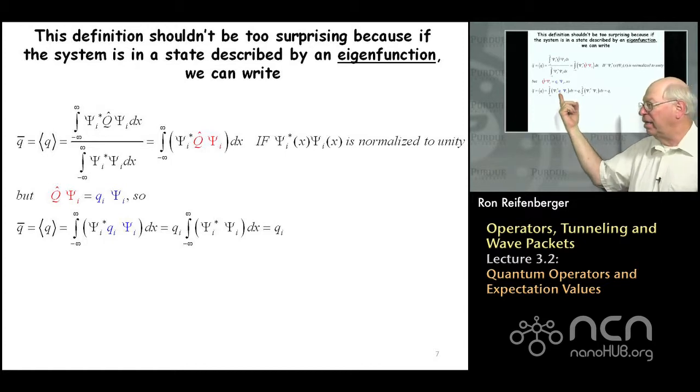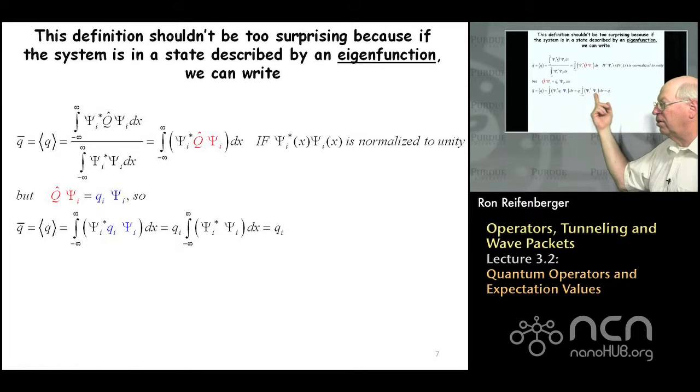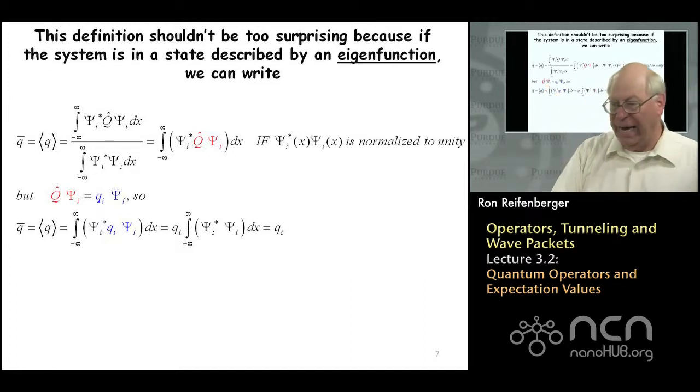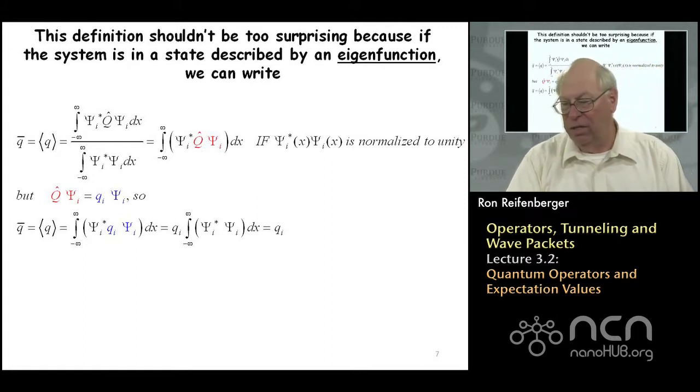This quantity, the eigenvalue, is not dependent on position x, so it can come out of the integral, and I'm then left with a simple integral of this wave function over all space, and if the wave function is normalized, this integral is equal to unity, and it just says that the expectation value of this operator is just the eigenvalue q sub I.